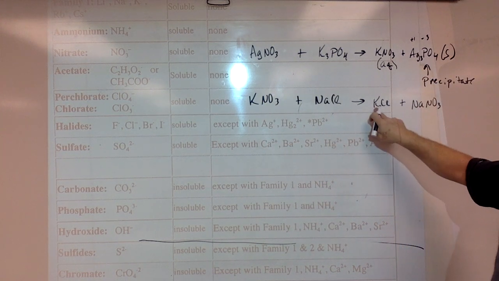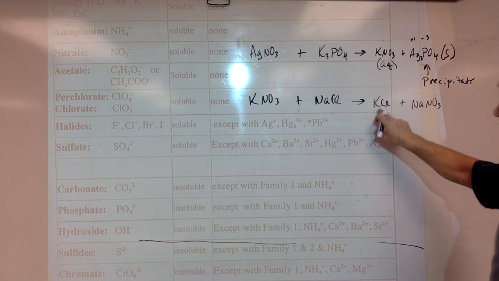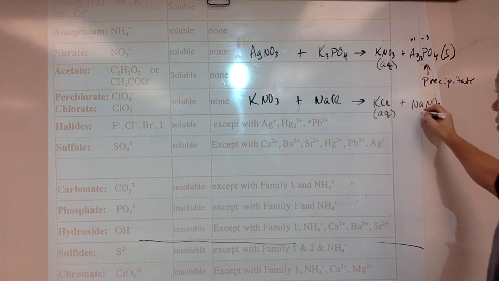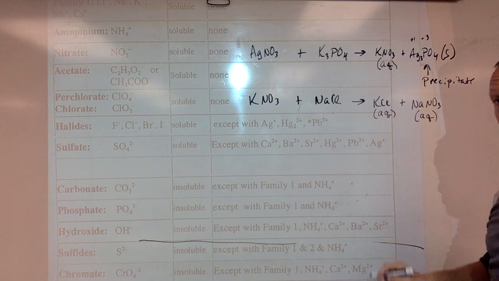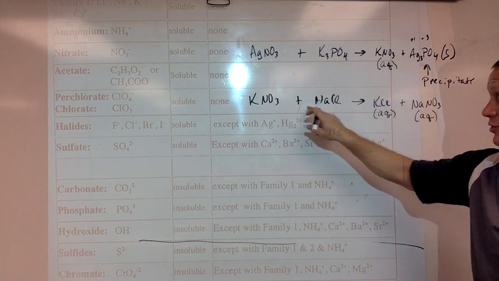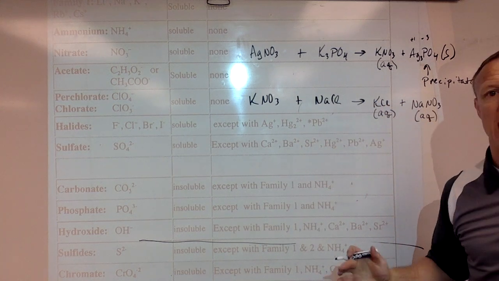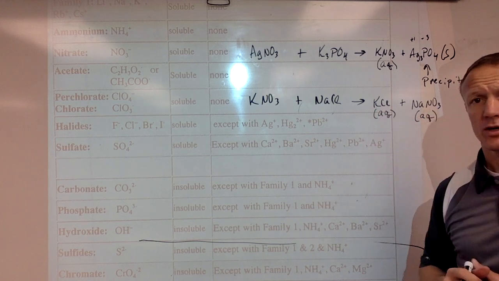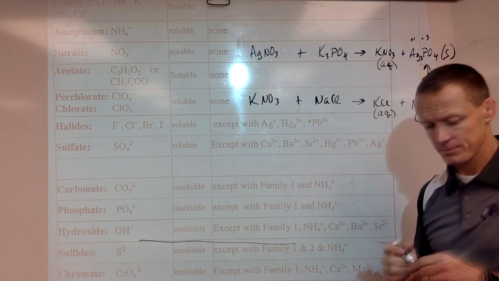Well, if you look these up, that's a family 1 element, so that's going to be soluble. It's going to be aqueous, so you will not be able to see it. That's also a family 1 element. That's going to be aqueous. So if you do this reaction, these things are dissolved, these are dissolved, you would see nothing happen. That's called a no reaction in this case. If there's no precipitate formed, that's called a no reaction.